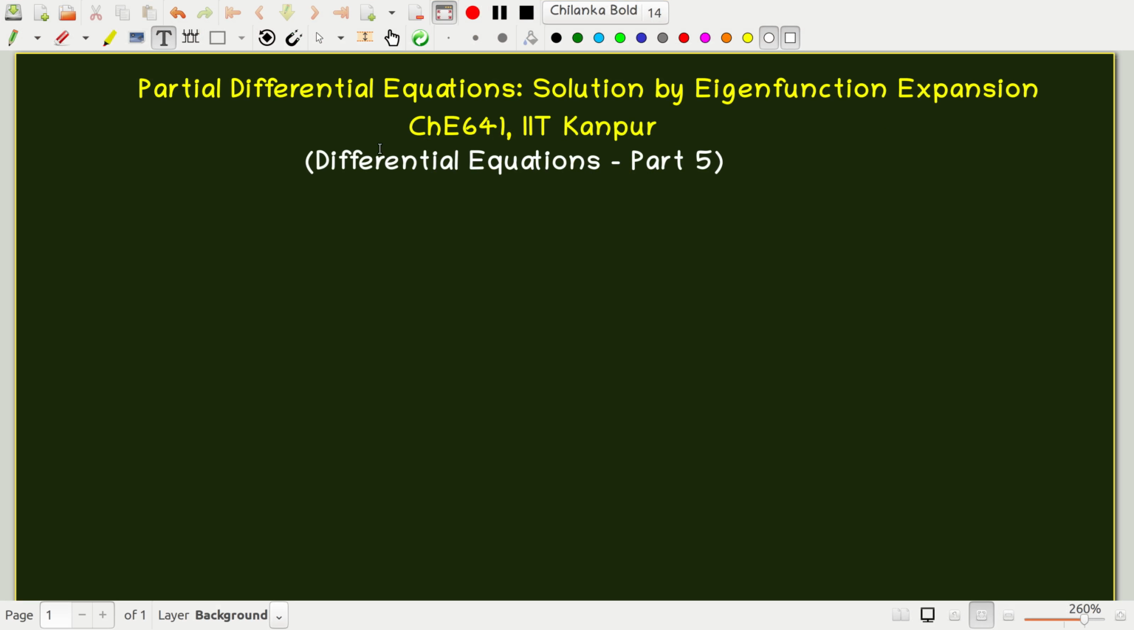In the previous module we discussed the use of eigenfunction expansion, or what is sometimes called the finite Fourier transform, to solve ordinary differential equations. Okay, this was done in the previous module. Today we will extend this idea to a partial differential equation.